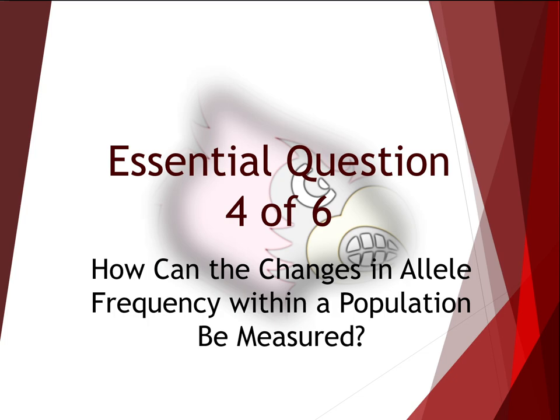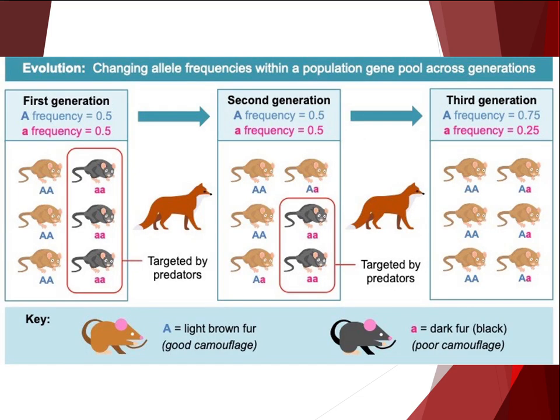This video is for The Living Earth, Unit 3.6, Mechanisms for Evolution. Evolution is the change in a population's gene pool over time. Therefore, the population is considered the unit of evolution.